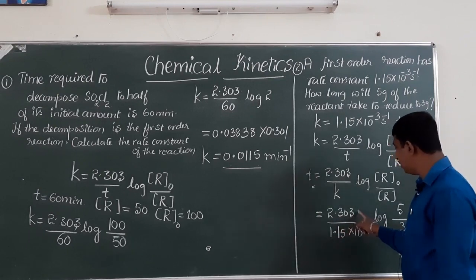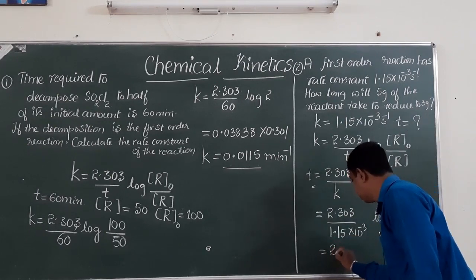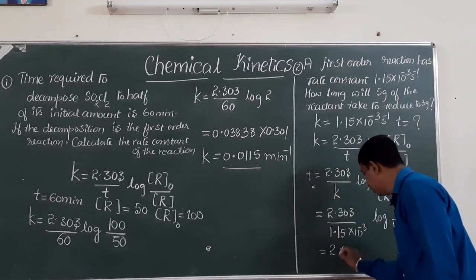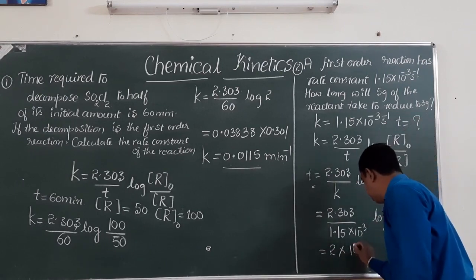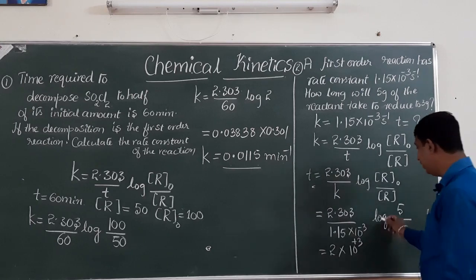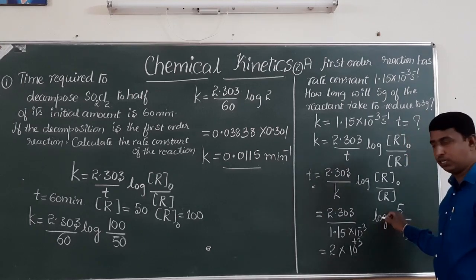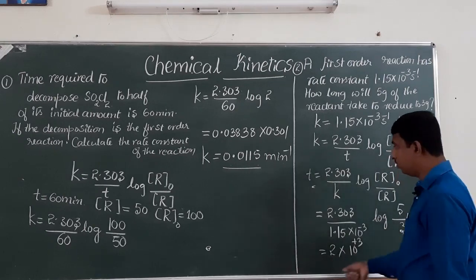See, 2.303 divided by 1.15 is nearly 2, correct? So it is 2 into 10 to the power minus 3. I will take it to the numerator, it becomes 10 to the power plus 3, 10 to the power plus 3 into log 5 divided by 3. 5 divided by 3 means how much? Log 5 minus log 3.